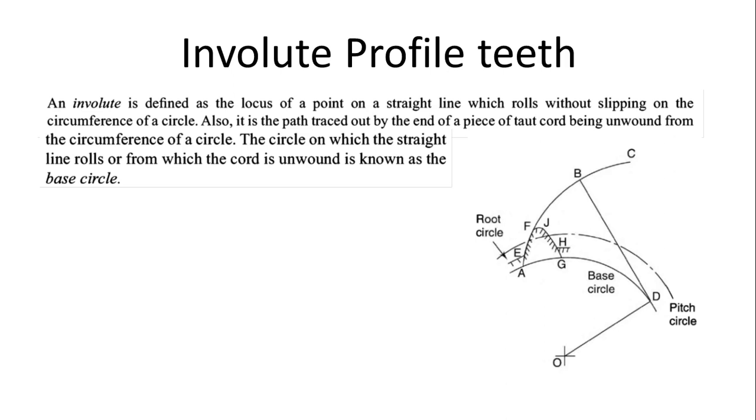In the same way, if the path is being opened in this format, your entire contour is plotted over here. You can see the profile here, teeth A to F, and if you take the pitch circle from here and take an entire arc like this, from A to B, then B to C, it will open like that. The circle on which the straight line rolls, or from which the cord is unwound, is known as the base circle. This type of profile is the involute profile.